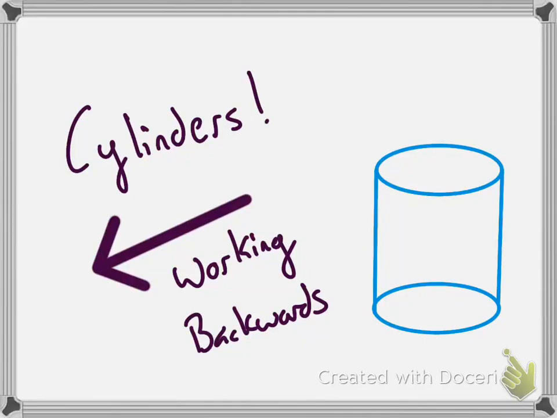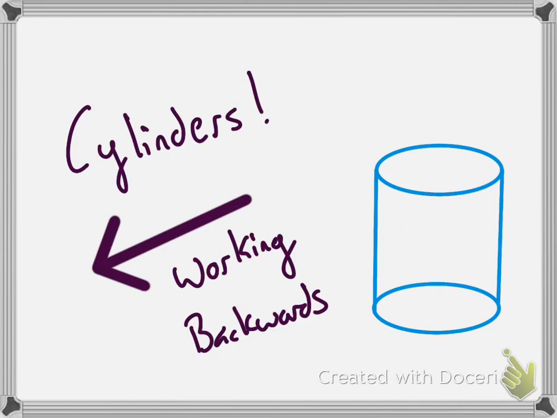Alright, so what I've seen so far as we're working with cylinders is we seem pretty good when you're given the diameter and radius and all that. But working backwards seems to be the trickiest part so far. So I just want to make a video showing you a couple examples of how you would do this.